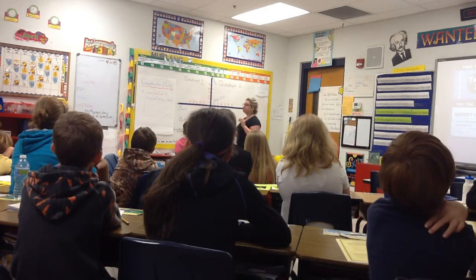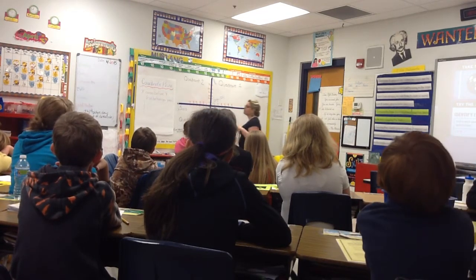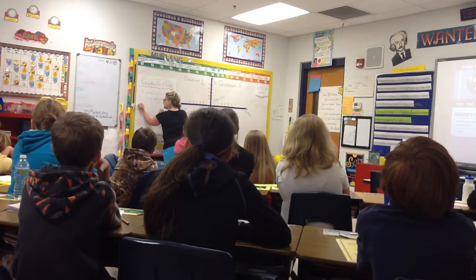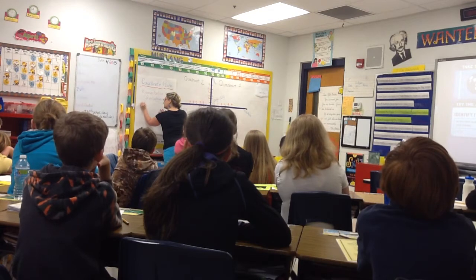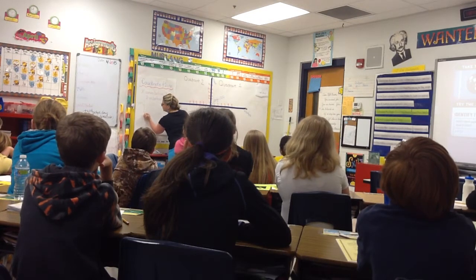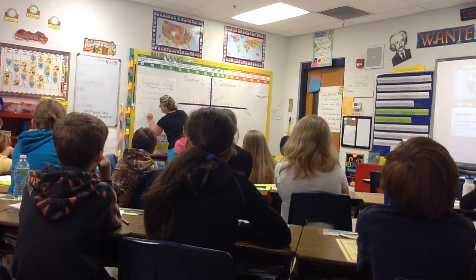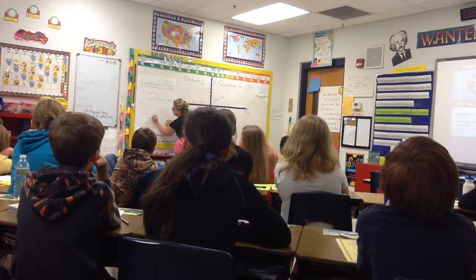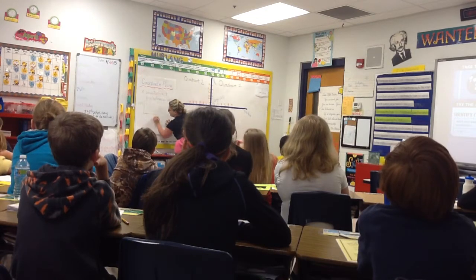The vertical axis are called the what, Nathaniel? The y-axis. They run up and down. The horizontal lines are called what, Emily? The x-axis.